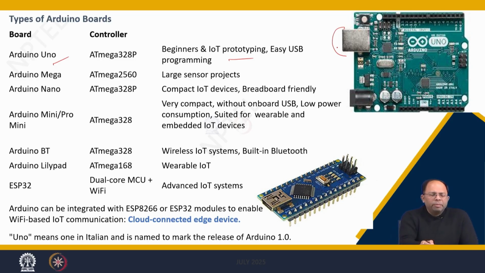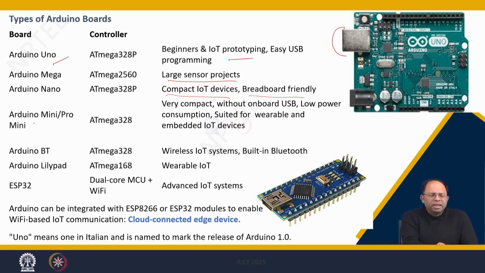Then Arduino Mega, the controller is ATmega 2560. It is for large sensor projects. ATmega 328P again is used for Arduino Nano. This is a more compact IoT device, but you can use breadboards to set up your system. We will discuss breadboards in the next lecture, where you will see that they make sure there are not too many wires for testing. The breadboard very easily channelizes the wire connections for connecting sensors or actuators to this Arduino board. So it is just a way to connect the wires. At this point, that would be more than enough to understand.